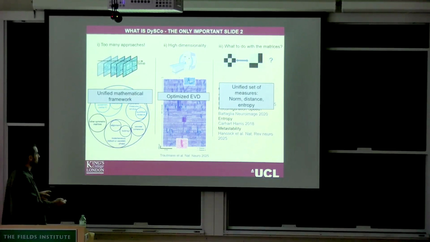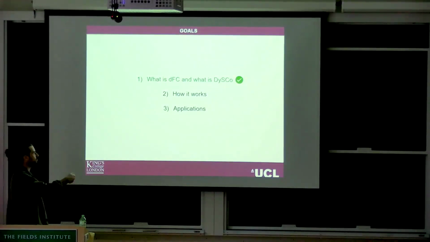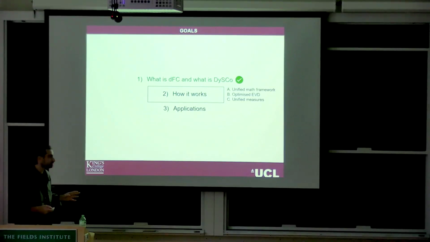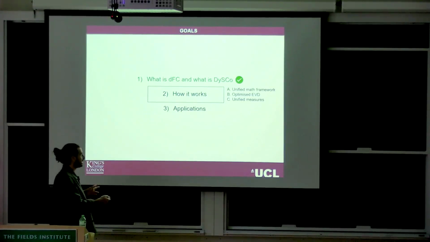So yeah, this is it. I explained what is dynamic functional activity and what is DySCo. So this was the important part of the talk. So now how it works. I will explain in 3 slides the unified mathematical framework, the EVD, and the unified measures.